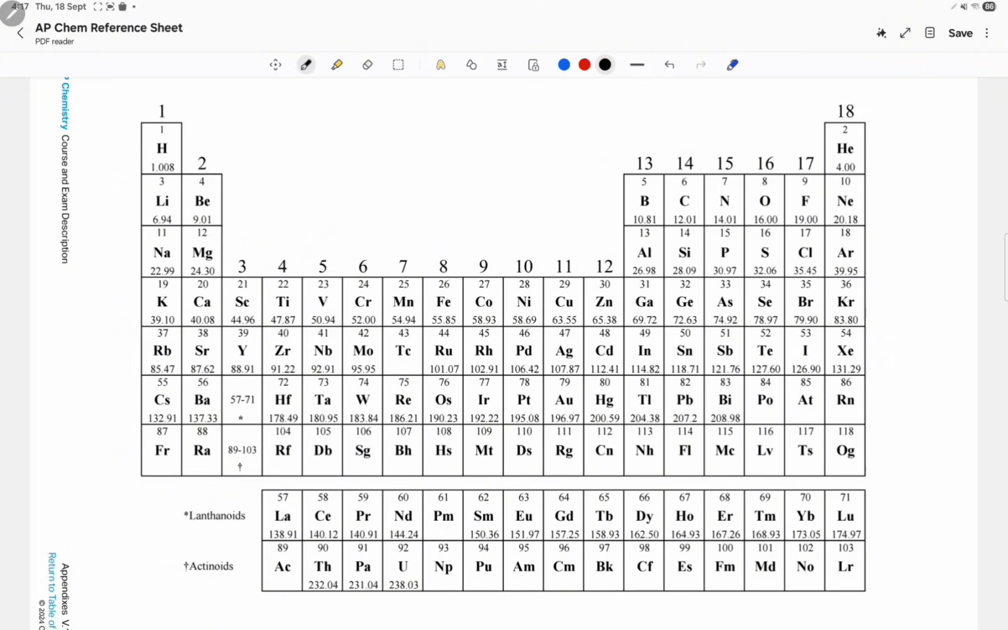Okay, we can also tell which one is metal, which one is non-metal based on the periodic table. So I will highlight for you the non-metals. So if it's highlighted in yellow, it's going to be a non-metal. So all of these so far will be non-metals.